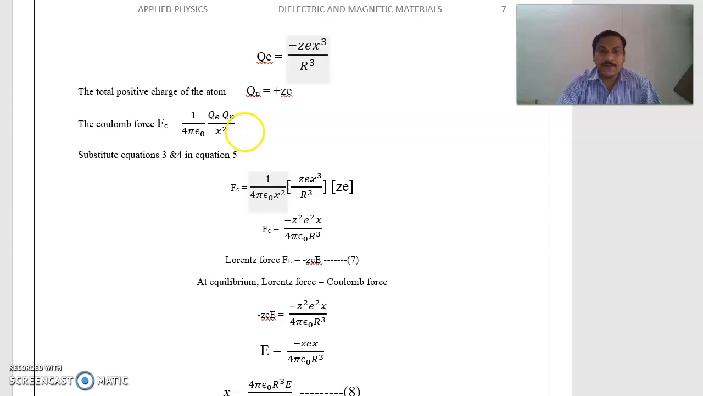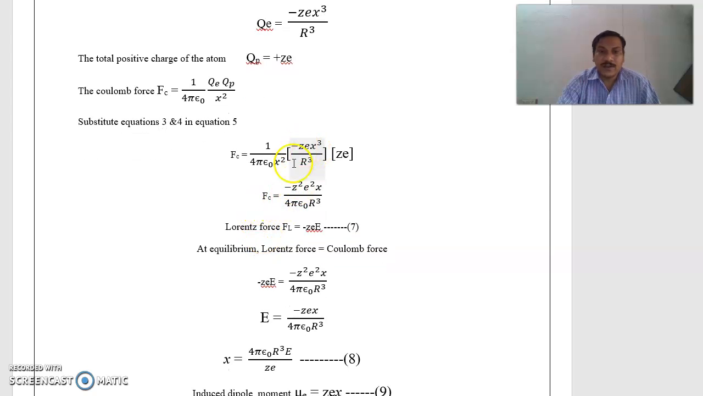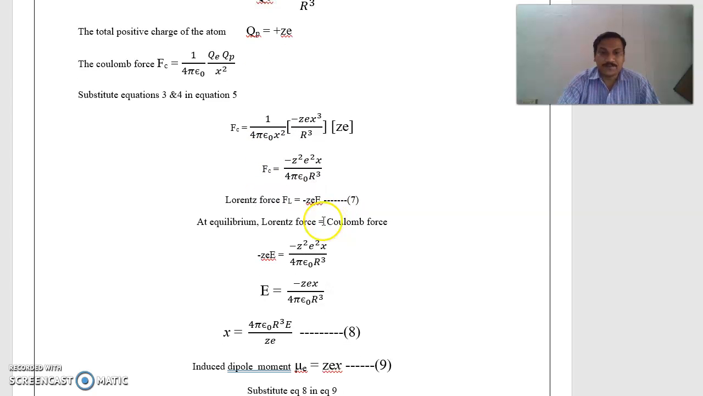Substitute equations 3 and 4 in equation 5. Then Fc is equal to 1 by 4 pi epsilon naught x square into minus Ze x cube by r cube into Ze. Next, Fc is equal to minus Z square e square. Next, the x square cube gets cancelled. Then you get Fc equal to minus Z square e square x divided by 4 pi epsilon naught into r cube.